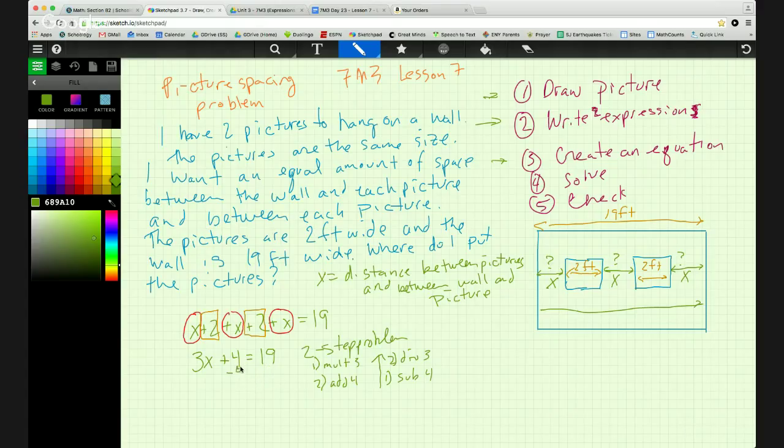Make this easier to read. Subtract 4. And so I get 3x, these cancel, equals 19 minus 4 is 15. Now we need to divide by 3. And we get x equals 5. 5 feet.